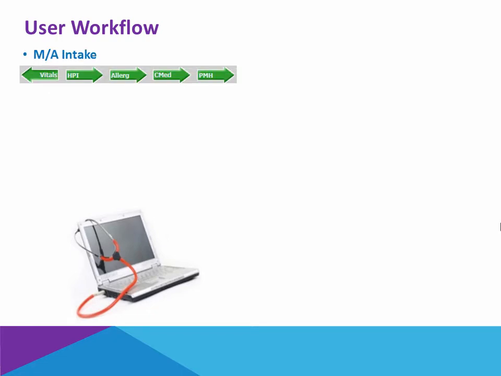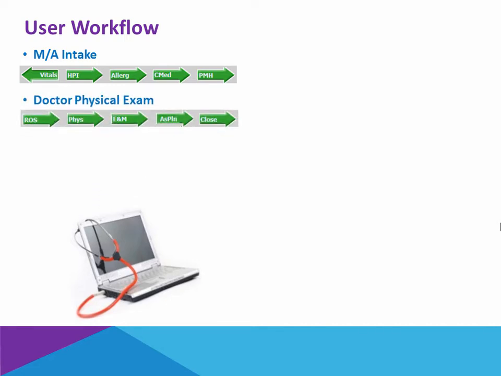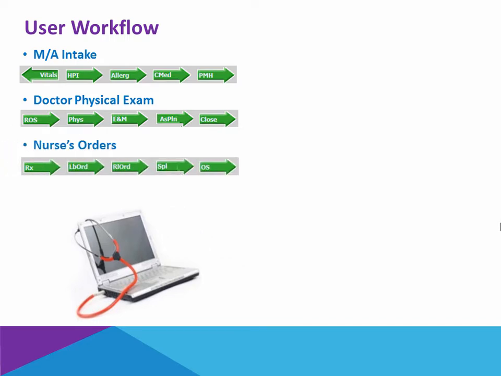For example, when a medical assistant is doing the patient intake, she might be going through vitals, history of present illness, face sheet items such as allergies, current medications, and past medical history. And then when the doctor comes into the room, he might review that information, but then he actually does the review of systems, physical examination, and then ultimately would do the evaluation and management, assessment and plan, and close the encounter. And then if there's orders involved, maybe the orders would involve going to the prescription, lab or radiology order, specialty procedures, or if you're using the order sheet in your office. So that's just a few examples as to where the workflow arrows could come into play.